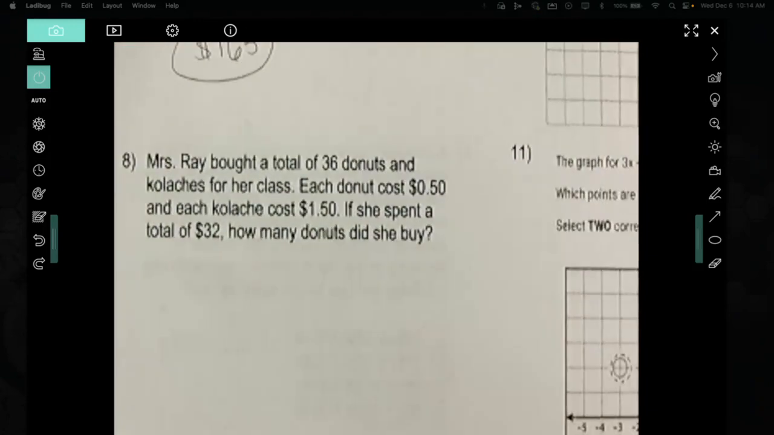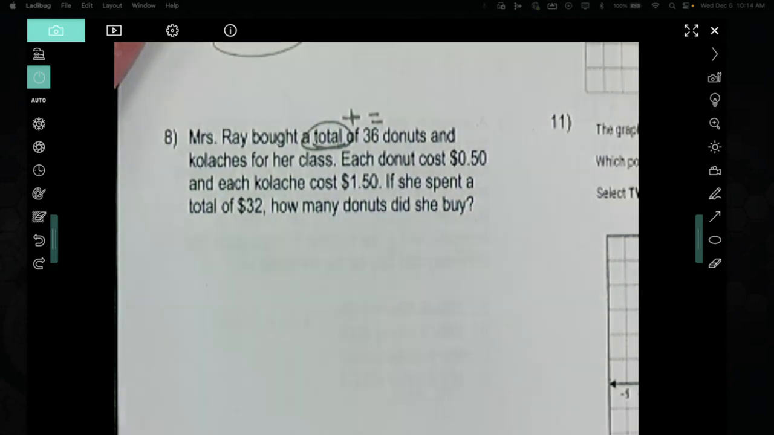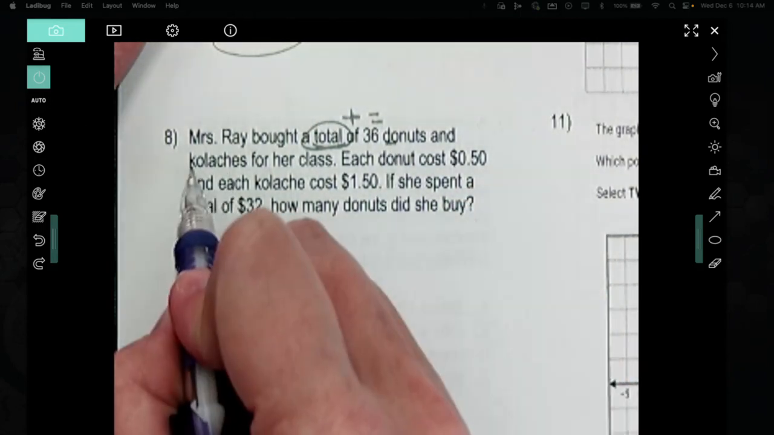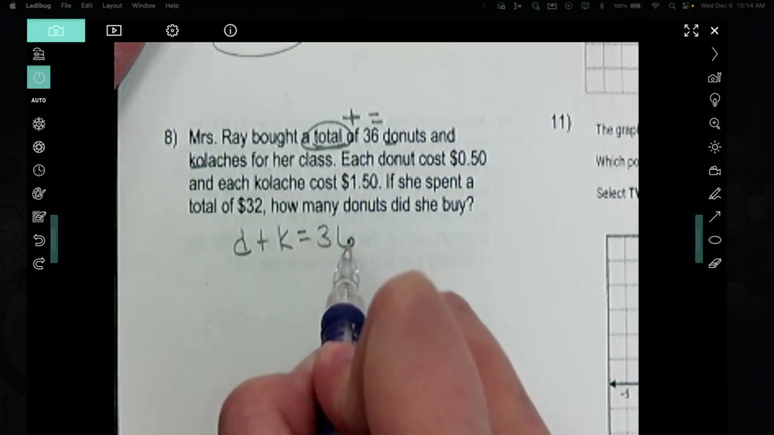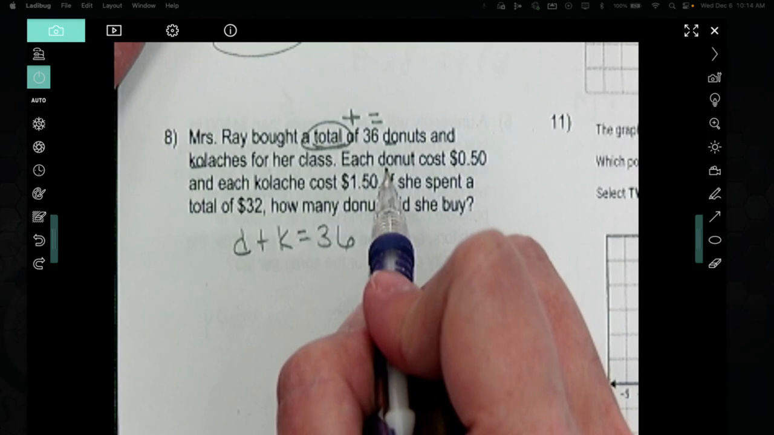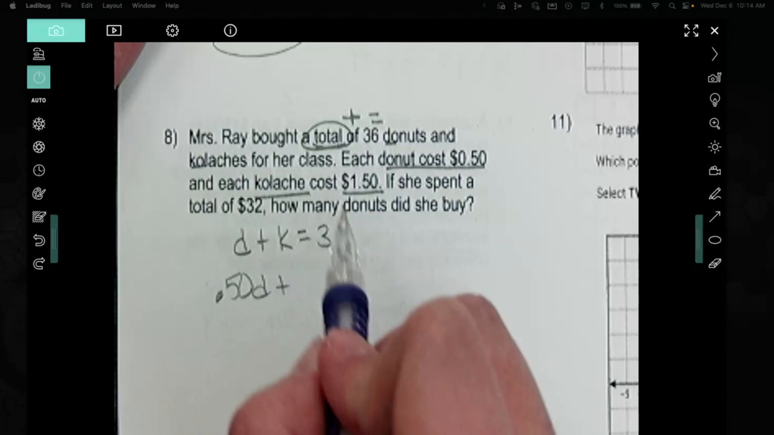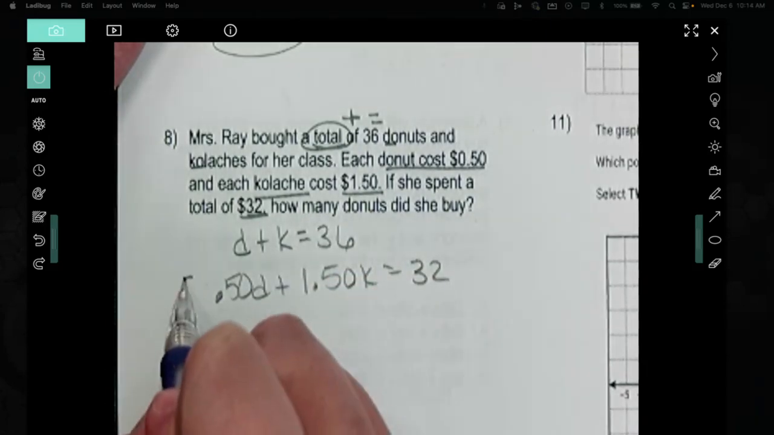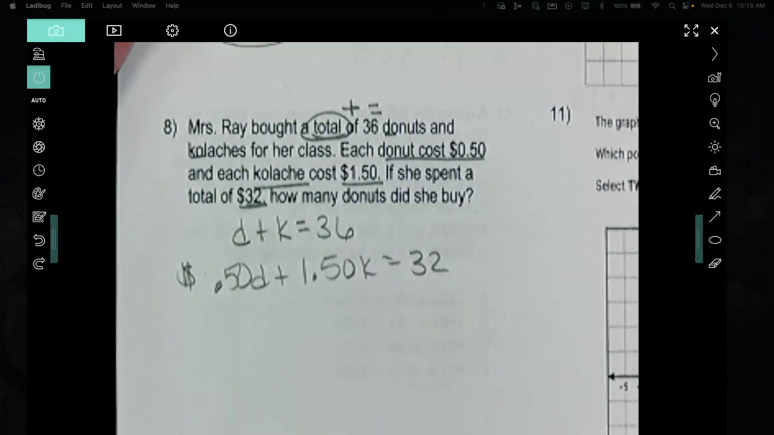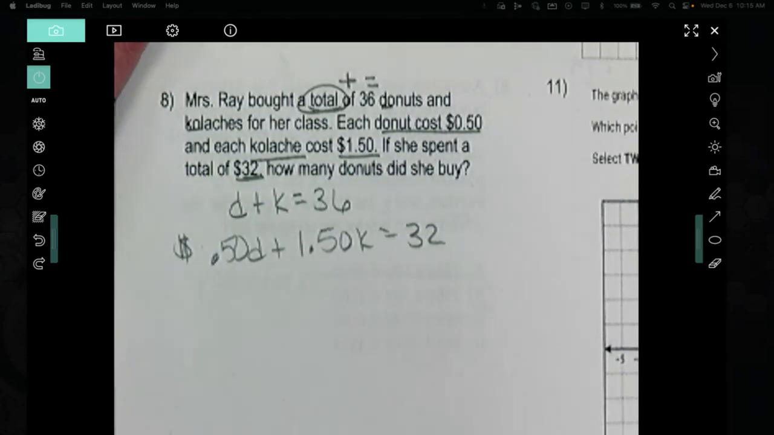Here, how many donuts did I buy? I have a total. Remember, total means adding, and we have equals, we have donuts and kolaches. This is not money. So I have donuts, I have kolaches. There were 36 of them. Then I have money, right? Donuts are 50 cents and kolaches are $1.50. And I spent 32. This is my money equation. How you solve it is up to you. You could do elimination, you could do substitution, you could change it all to graphing.